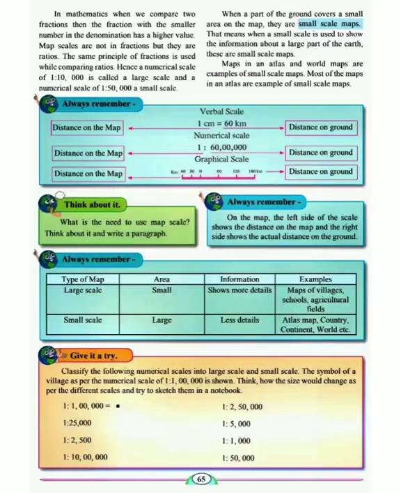In mathematics, when we compare two fractions, then the fraction with the smaller number in the denominator has a higher value. Map scales are not in fractions but they are in ratio. The same principle of fraction is used while comparing ratios. Hence, a numerical scale of 1 is to 10,000 is called a large scale, and a numerical scale of 1 is to 50,000 is called a small scale.